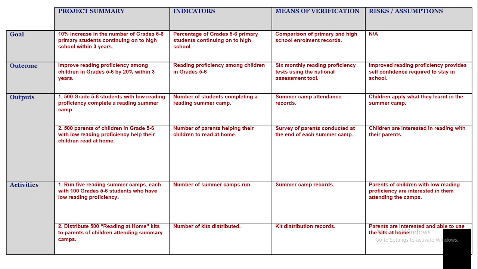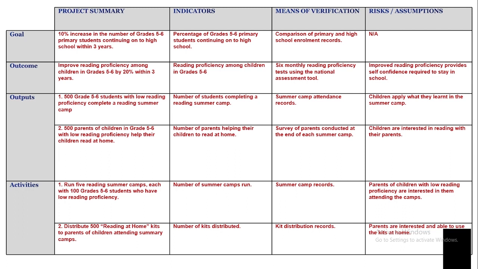So what will be my indicators that will show me that I've achieved this outcome or outputs? As you see, they correlate with each other. The outcome indicator is that reading proficiency among children in grade 5 to 6 may be improved. For the outputs, these are the number of students completing a reading summer camp and the number of parents helping their children to read at home. Means of verification is what someone will look at to know that this outcome or output was actually achieved.